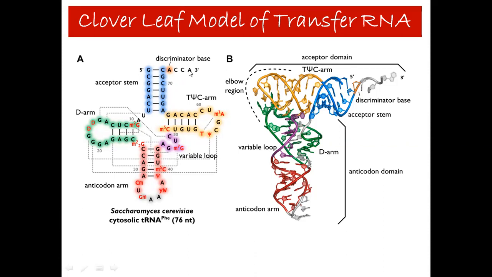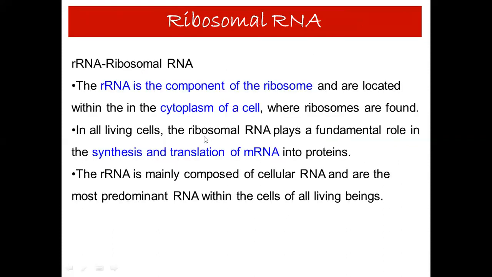The unlooped stem is called as the acceptor arm. This is actually the acceptor arm. So, actually, this is representations of the secondary structure of the tRNA.